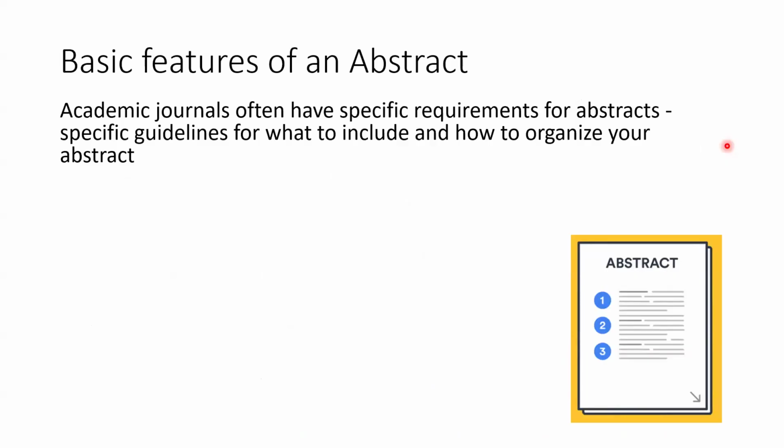Now let us look at, we have talked about why an abstract is important. Now let's look at some basic features that a good abstract must have. Academic journals often have specific requirements for abstracts, specific guidelines for what to include and how to organize your abstract.